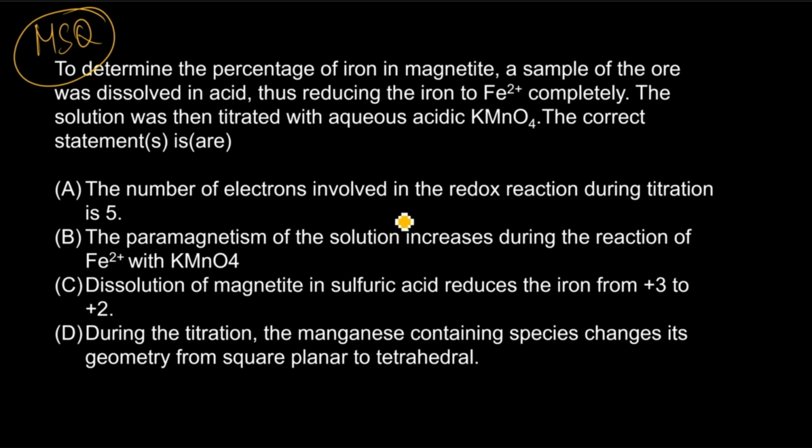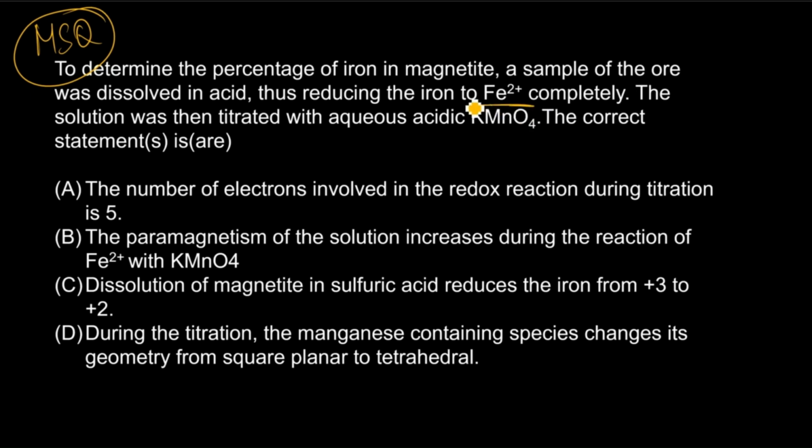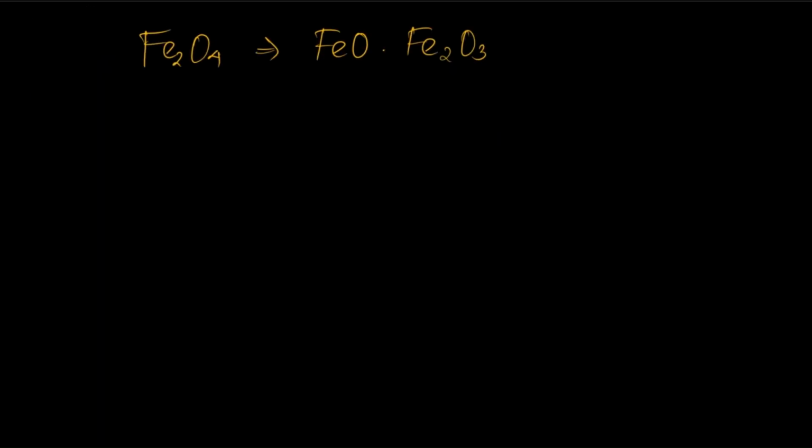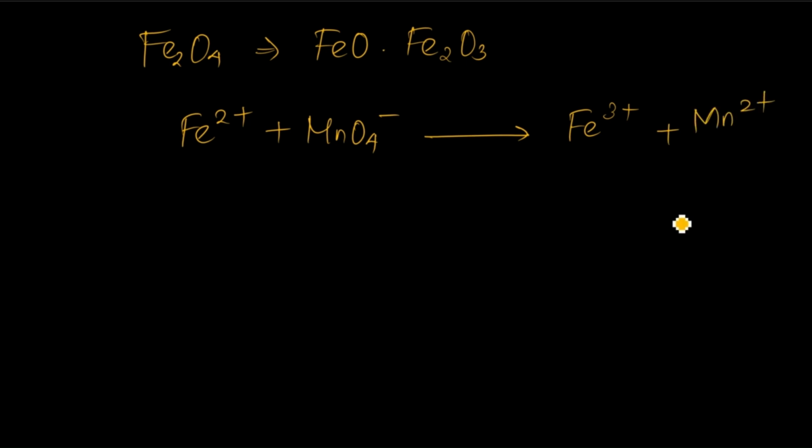So first, we have to know how the reaction happens. What are the changes? So the magnetite ore, which is nothing but Fe3O4, will have Fe2+ also, Fe3+ also, right? Okay, so they are mentioning that Fe2+ is getting oxidized. The solution was titrated against MnO4-. Okay, so Fe2+ with MnO4- will give you Fe3+ and Mn2+.